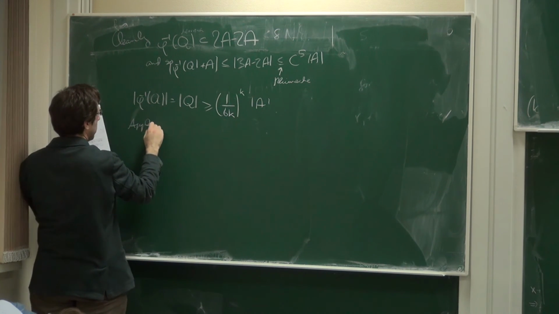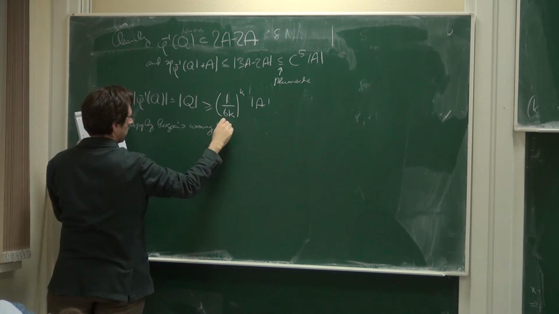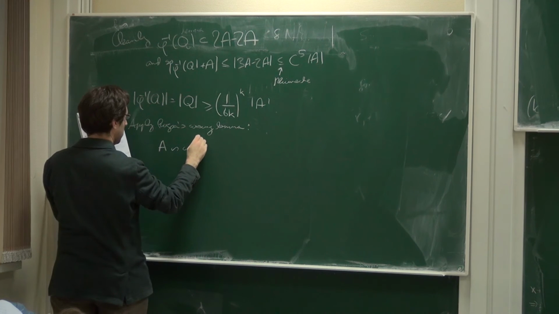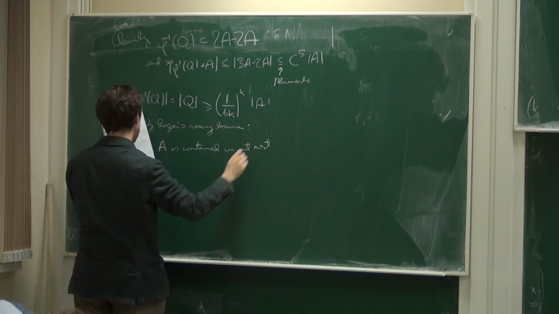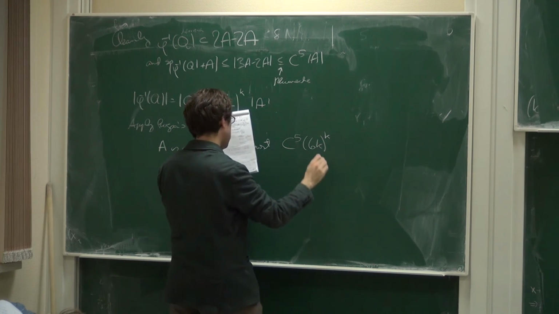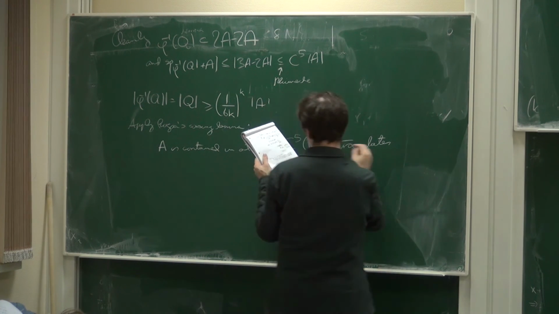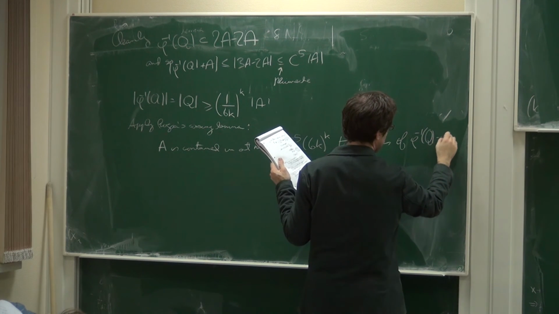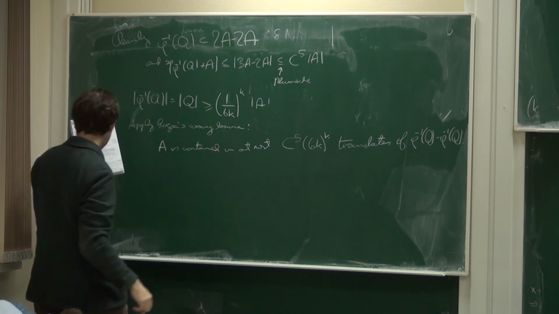We apply Ruzsa's covering lemma. And we obtain that A is covered in at most this many translates of phi inverse of Q minus phi inverse of Q.